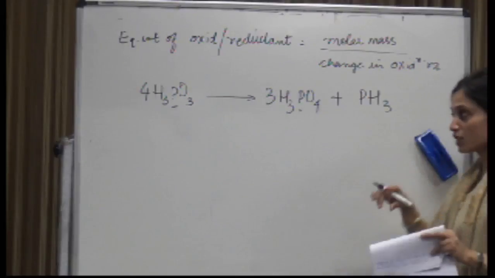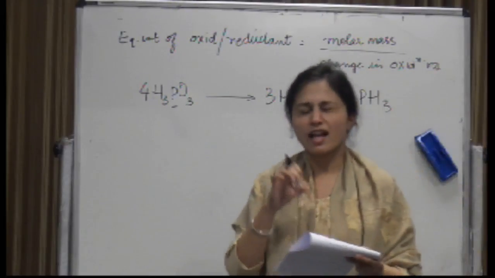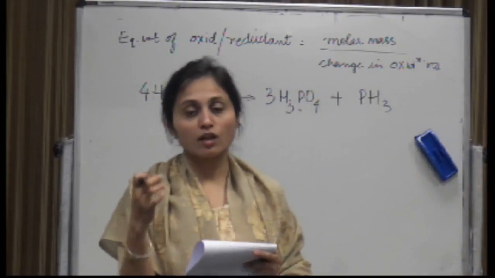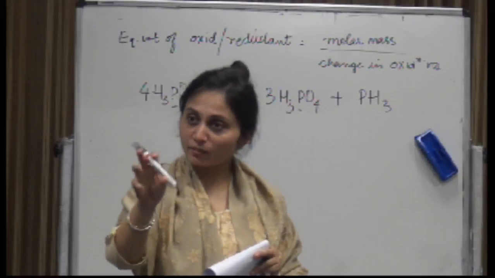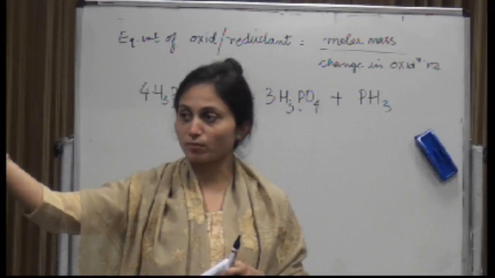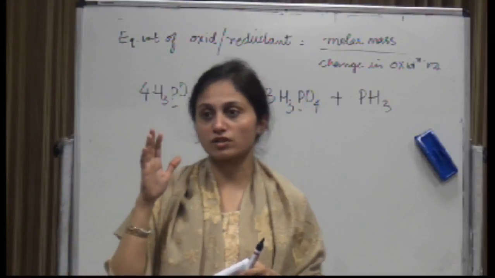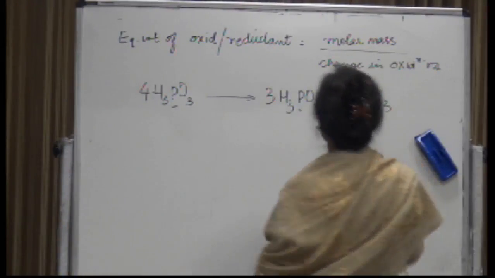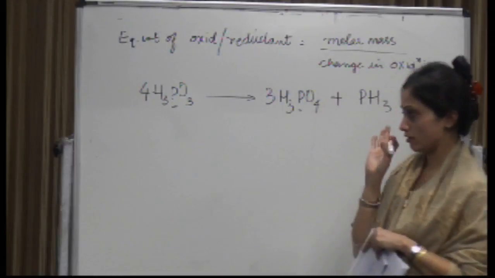And the species which can act both as an oxidant as well as a reductant will be the one which is in some intermediate oxidation state, जिसके पास chances हैं to increase its oxidation number or to decrease its oxidation number. Okay. So now coming back to this question.